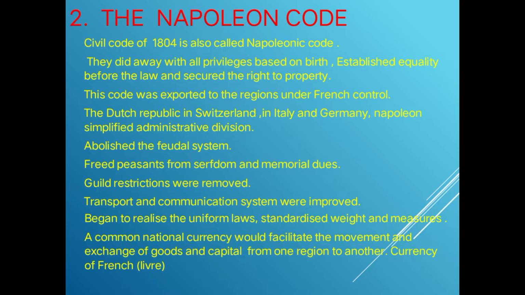The guilds, the merchant associations which were having restrictions, those guilds were removed, the trade restrictions were removed. Now there is free trade. Transport and communication system was improved. People can move from one place to another and make their sales possible. Now there were uniform laws. There was a standardized system of weights and measures. From 30 currencies, the currencies have come down to one.